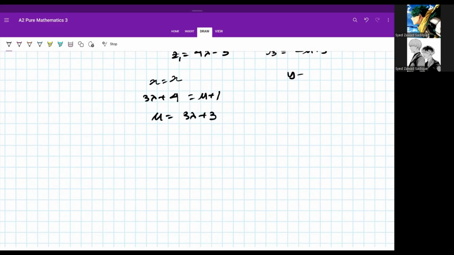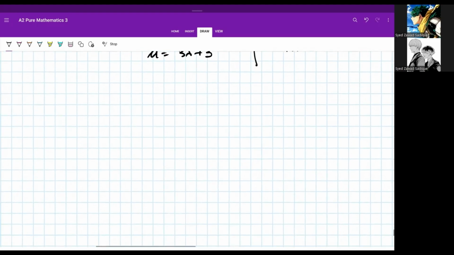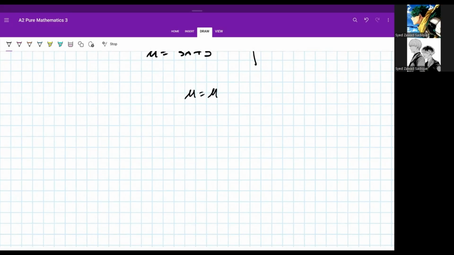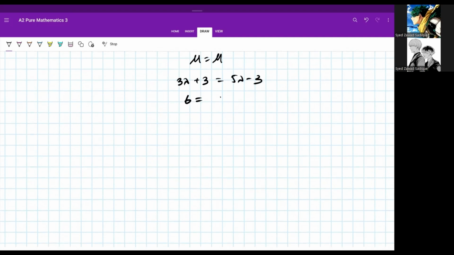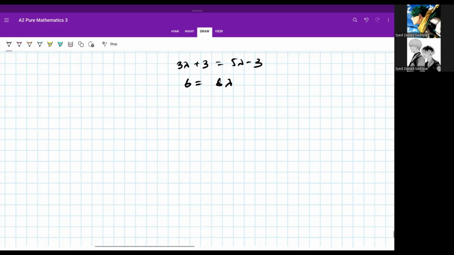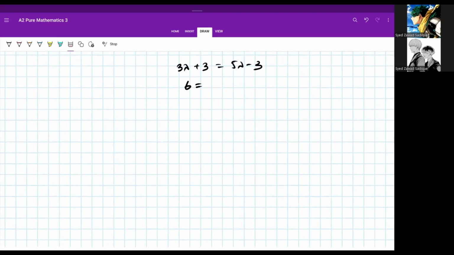We can say x1 is equal to x2, y1 is equal to y2. Therefore, we can say 5 lambda plus 1 is equal to mu plus 4. Mu is equal to 5 lambda minus 3. Therefore, mu is equal to mu, right? We can say 3 lambda plus 3 is equal to 5 lambda minus 3. 6 is equal to 2 lambda. Lambda is equal to 3.